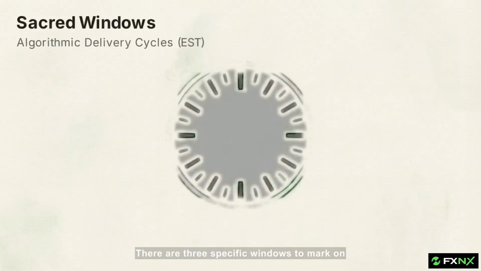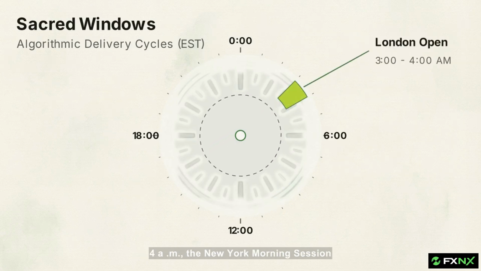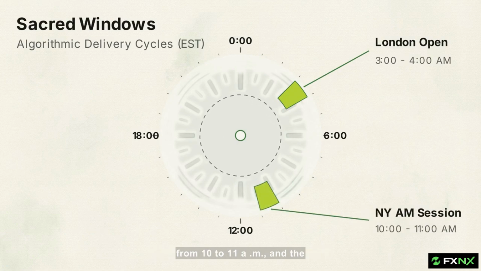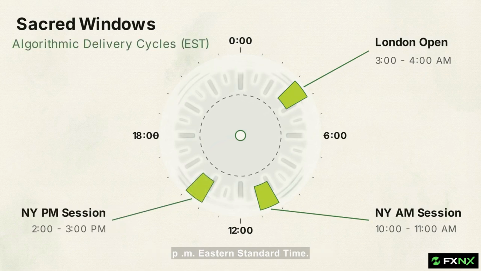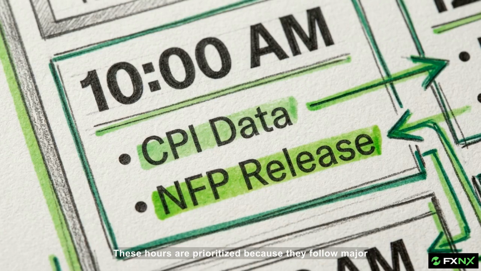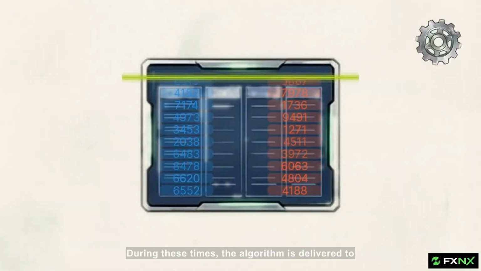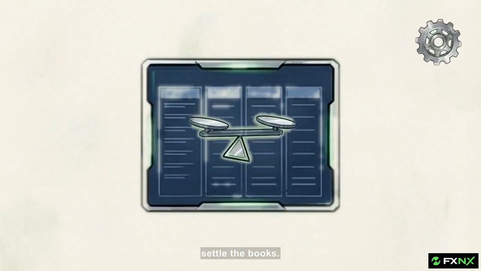There are 3 specific windows to mark on your chart: the London Open from 3 to 4 a.m., the New York morning session from 10 to 11 a.m., and the New York afternoon session from 2 to 3 p.m. Eastern Standard Time. These hours are prioritized because they follow major economic data releases. During these times, the algorithm is delivered to specific price points to balance institutional orders and settle the books.